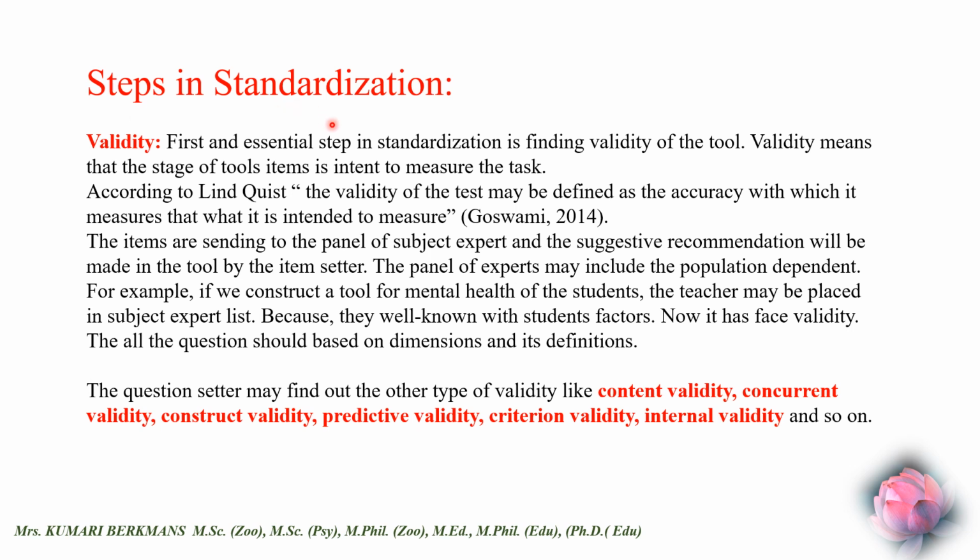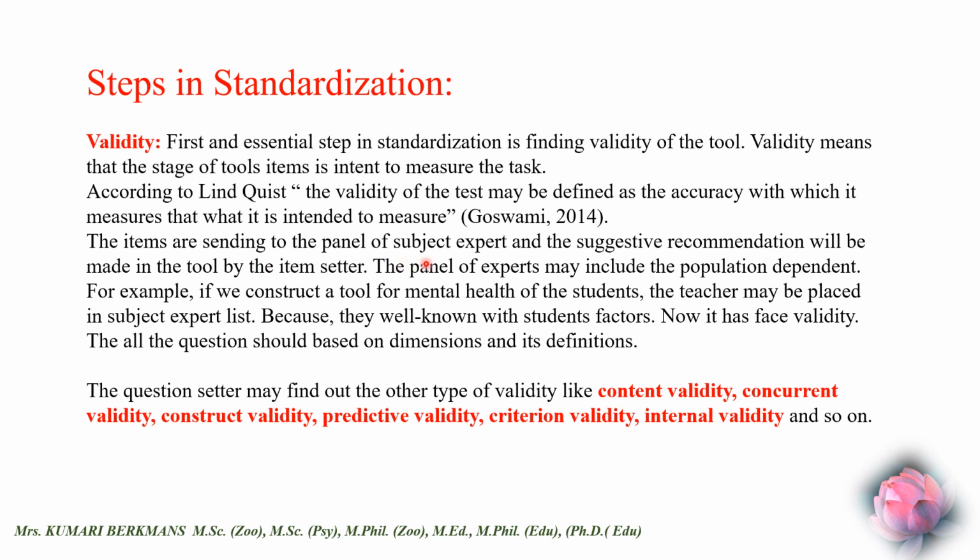Steps in standardization. First step is validity. First and essential step in standardization is finding validity of the tool. Validity means the extent to which the tool's items measure what they are intended to measure. According to Lindquist, the validity of the test may be defined as the accuracy with which it measures what it is intended to measure. It is by Gautami, 2014.